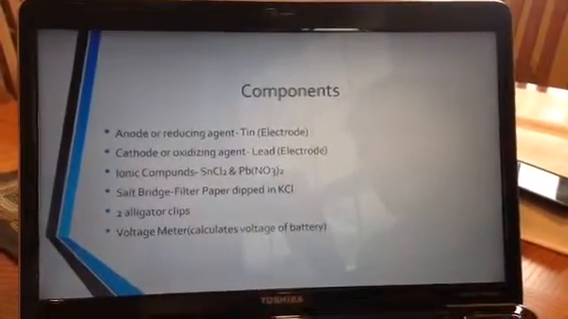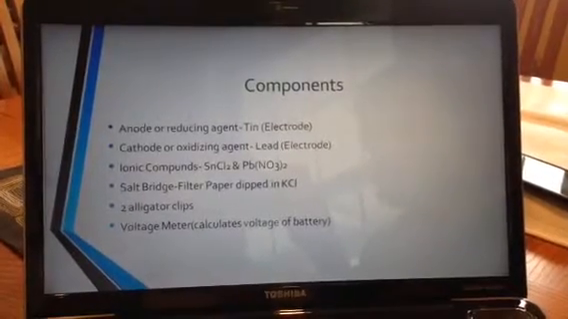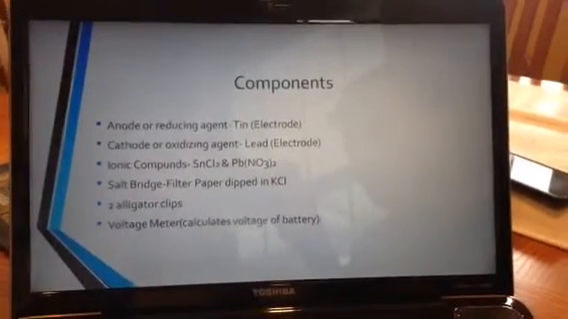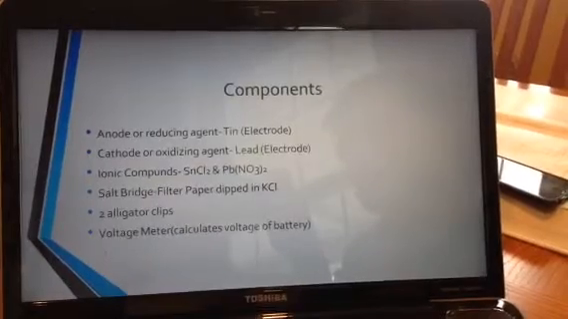Our salt bridge is composed of filter paper dipped in potassium chloride. We also have 2 alligator clips and a voltage meter, which calculates the voltage of a battery.